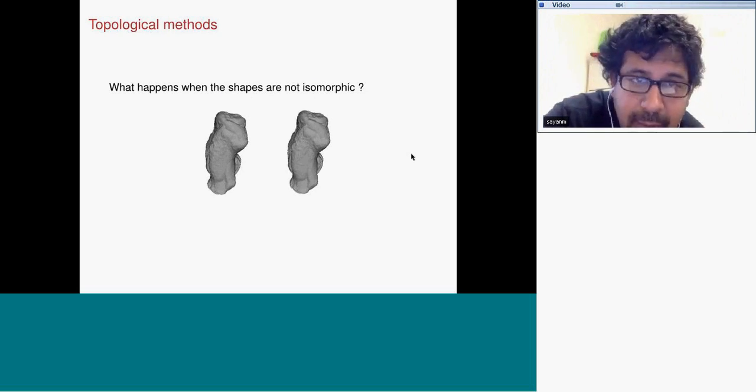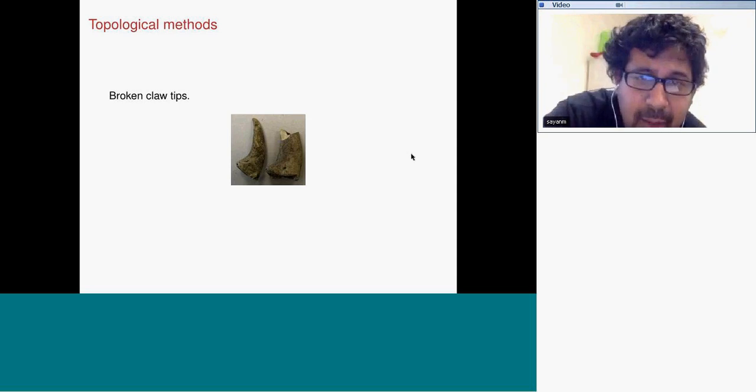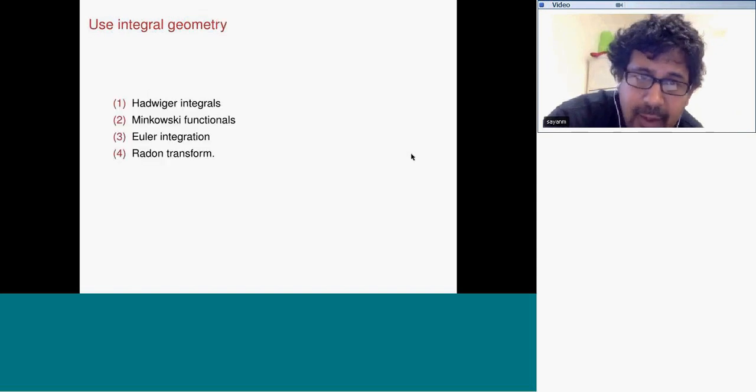Now the question is, what happens when these shapes are not isomorphic? In this case, they are. These are two heel bones. They can even be the same. They are isomorphic, but what happens if they're not? What happens if, for example, you have broken claw tips? What can you do? And I'll talk a little bit about this.